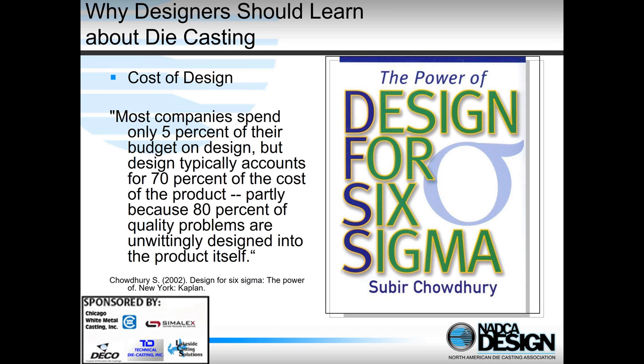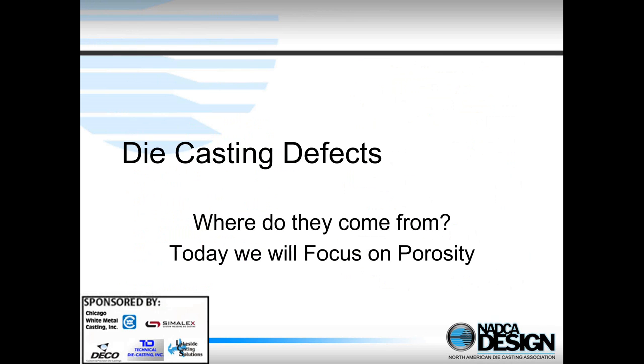So obviously, to design for die casting or any process, you really need to understand how the process works. We discussed this in detail last week, and now that we know how the process works, we need to develop a better idea of the characteristics of the process and how these characteristics affect the quality of our die castings. So we started to develop a basic idea of this in the last webinar. So the question we're going to address today is where do defects in the die casting process come from? We obviously need to understand this so we can avoid design characteristics that will tend to produce defective castings. And today we'll mostly focus on porosity.